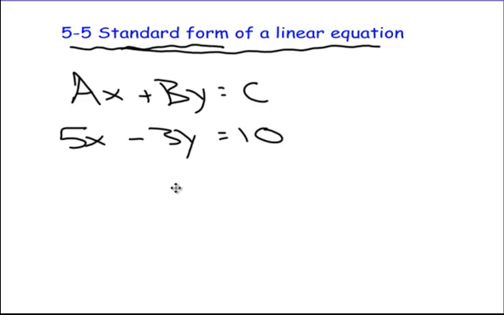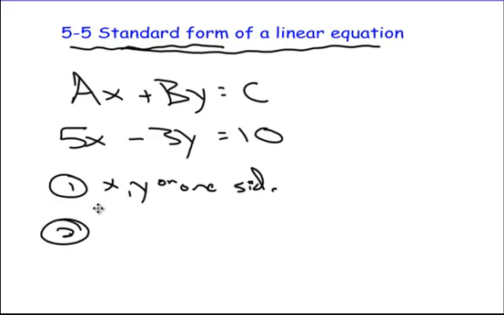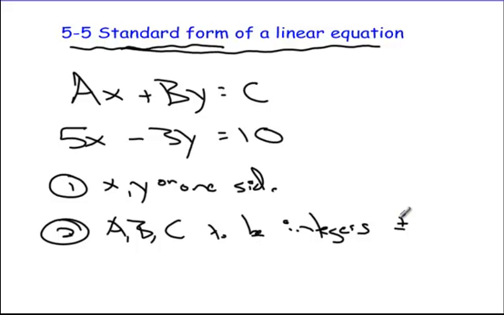So we do have a couple rules that we want to keep in mind. Rule number 1, I want x and y on one side. And number 2, I want a, b, and c to be integers. Remember, integers, we're talking about positive or negative, but no decimals, no fractions.